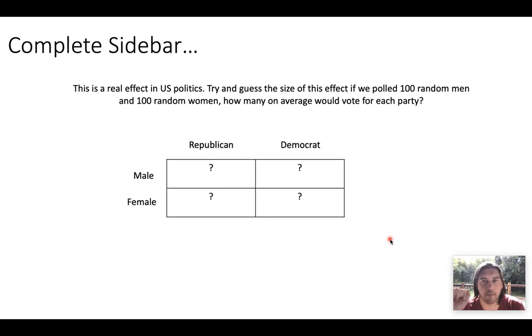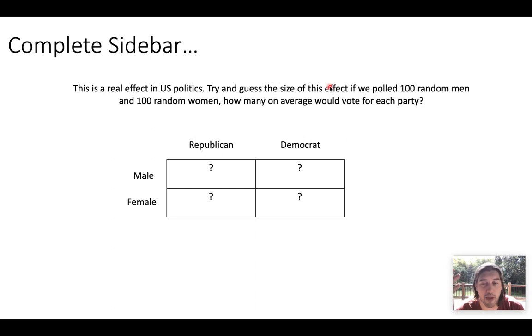A little sidebar. This is a real effect in U.S. politics. You might not be surprised, if you follow politics at all, that there is an impact of gender on voting, whether you tend to vote Republican or Democrat. And I pulled real data actually from the last couple elections to show you the way this works.